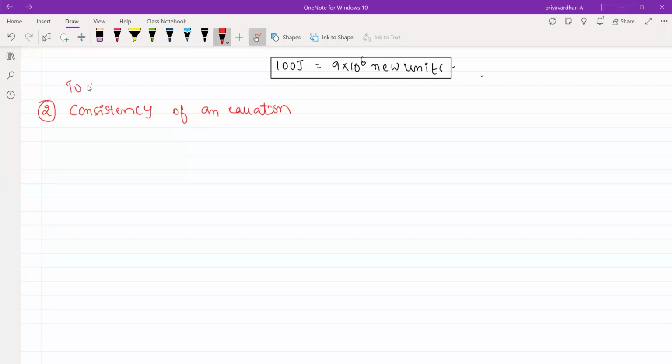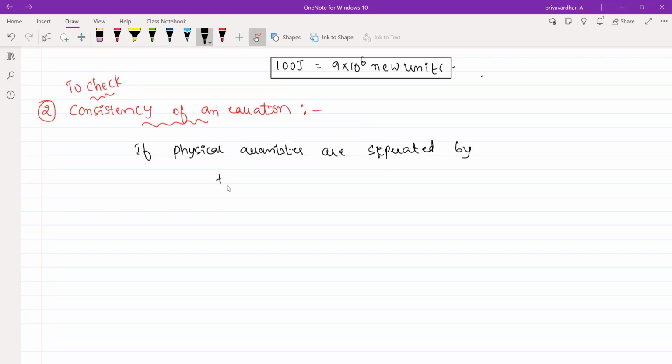Ma, to check consistency of an equation, we'll try to use dimension analysis. Before going into that, let's remember this master formula. Whenever there is a physical expression, if physical quantities are separated by plus, minus, equal to, less than, greater than, then they have the same dimensions.